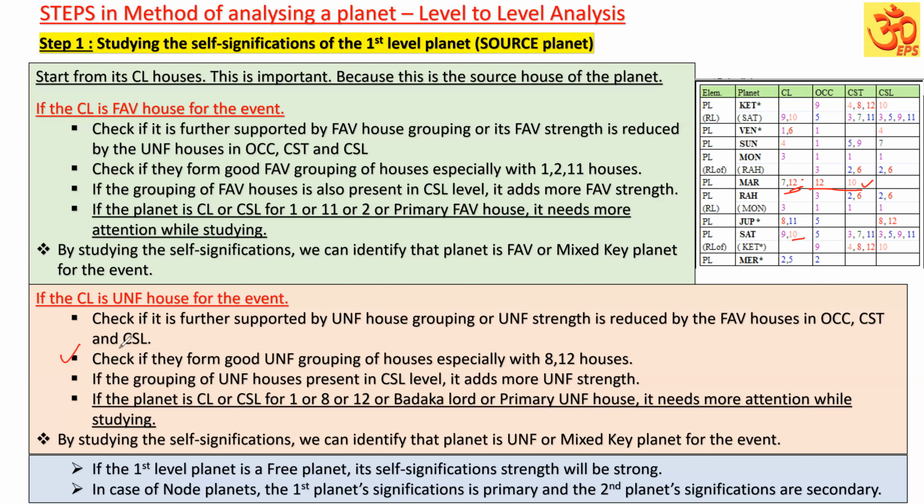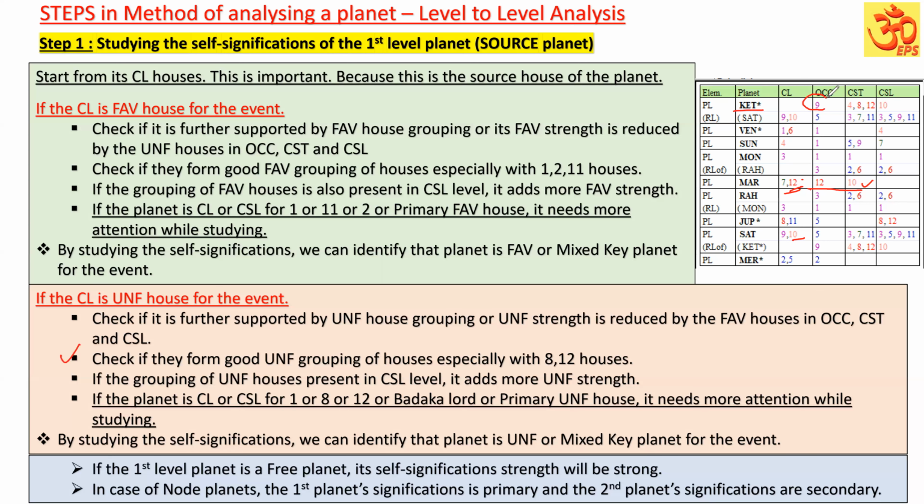Check if they form good unfavorable grouping of houses, especially with 8 and 12. Suppose unfavorable house in CL is further supported by the unfavorable houses. In that, if it is having 8th house or 12th house, the unfavorable strength is going to be more. You can see here, 12, 12, 10. So 8th house is not there, but 12, 12 are connected. So it is unfavorable.